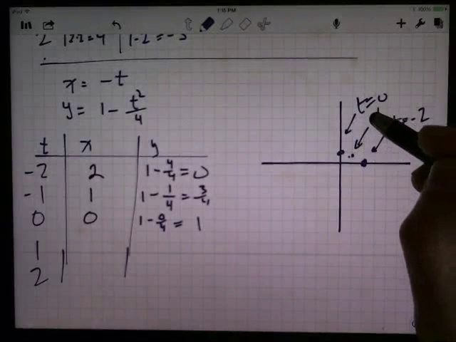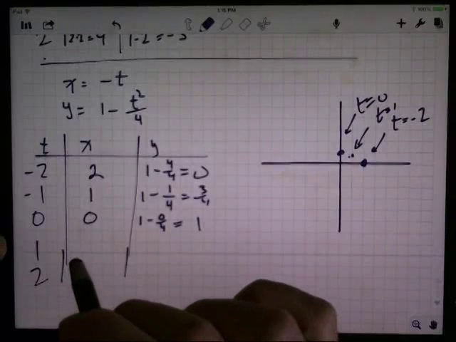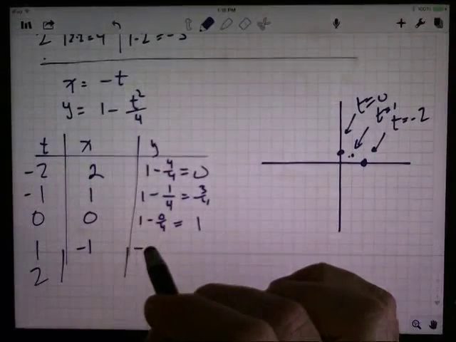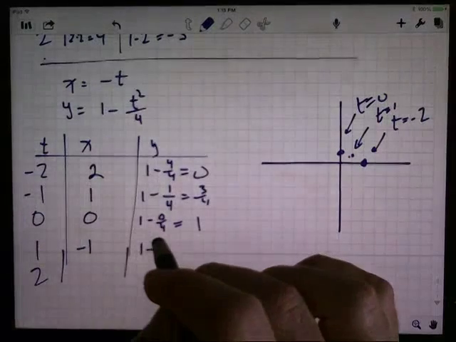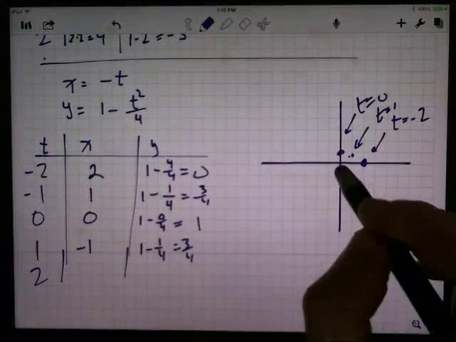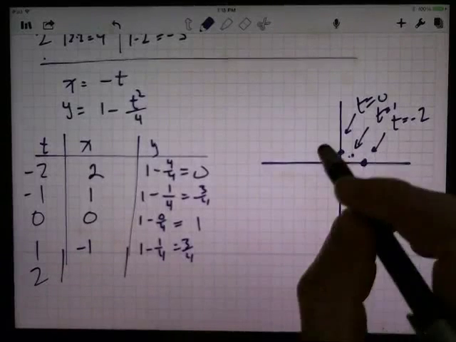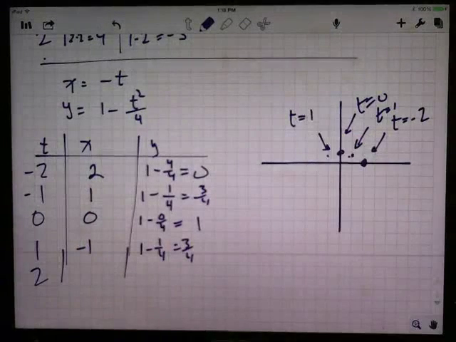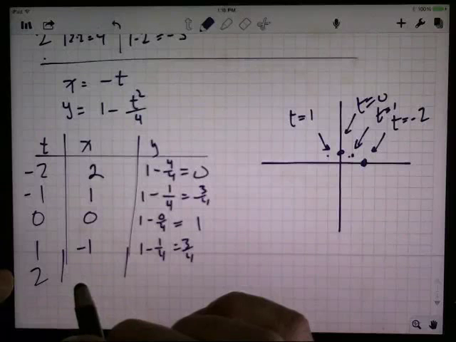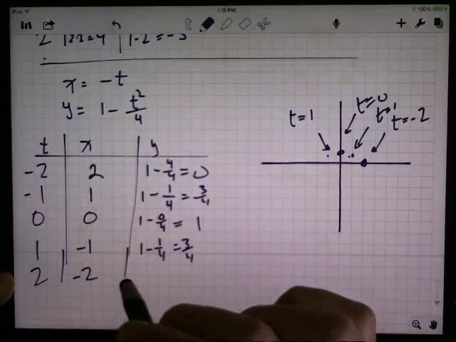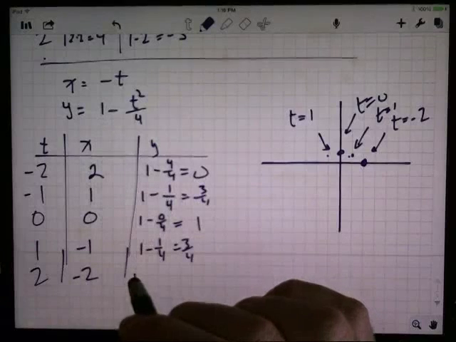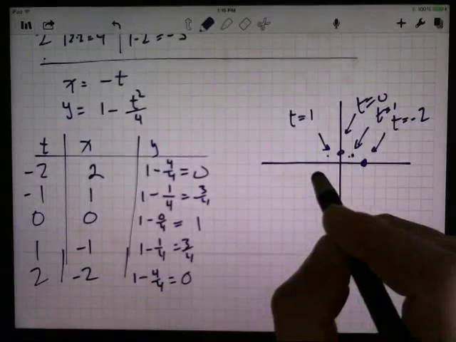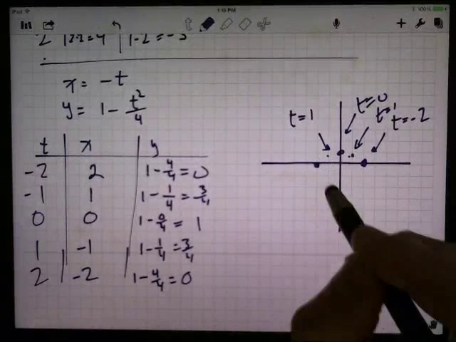This point right here was t equals 1. Plug a 1 in. I've got negative 1 for the x value. And 1 minus 1 over 4, which is again 3/4 for the y value. That was t equals 1. And lastly, for now at least, we'll plug in t equals 2. So that's negative 2 for x. And 1 minus 4 over 4, 2 squared on the top, right? So that's 0. So here I am at negative 2, 0, right?